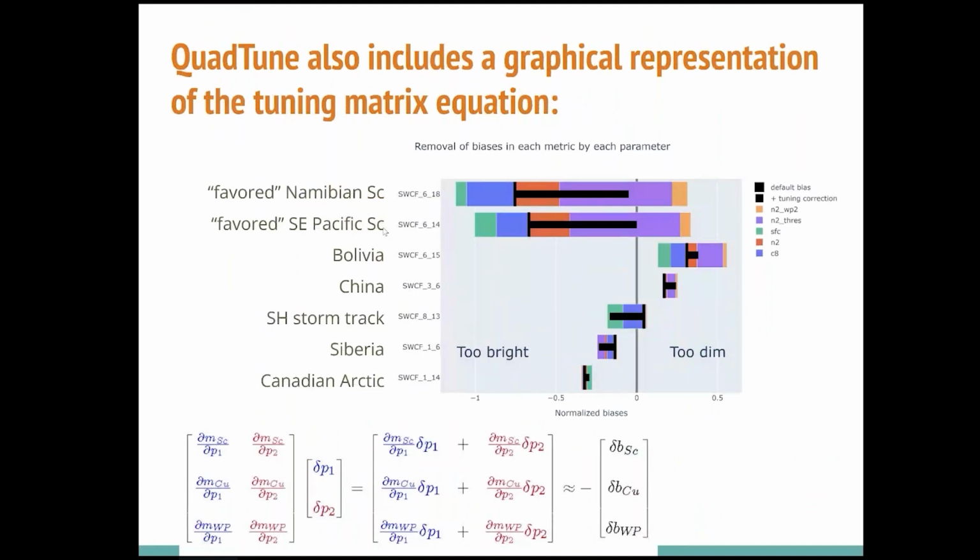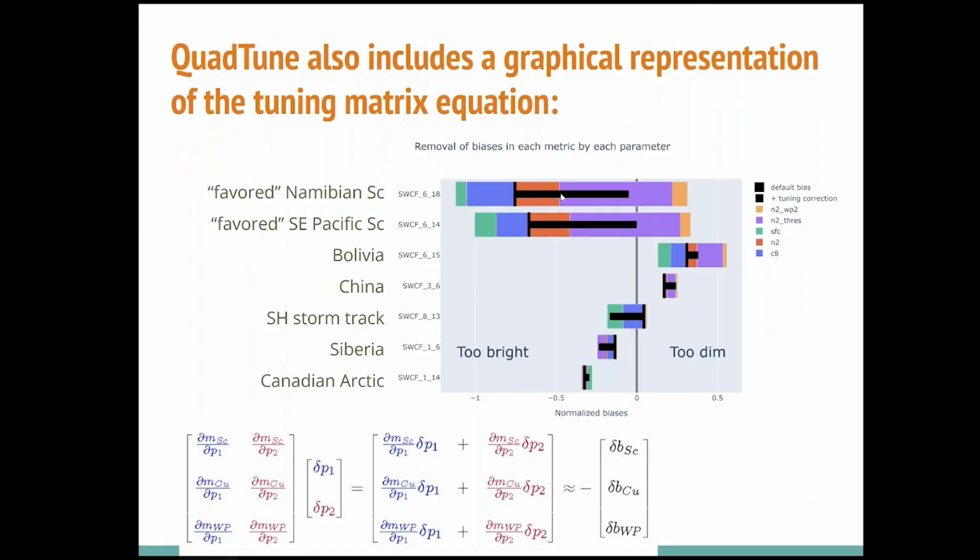Okay, so zooming in further, let's suppose we want to know how individual parameters remove the biases. This is another plot that QuadTune makes, and basically it takes our matrix equation and just visualizes it. We have our equation here with the sensitivity matrix. We take our parameter and multiply it into each row, in standard matrix multiplication, and then we just visualize it.